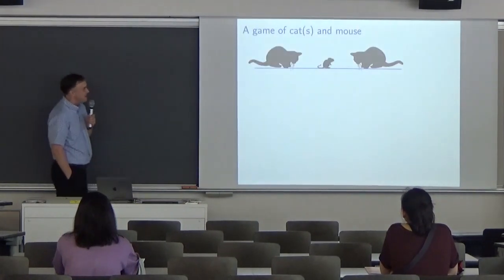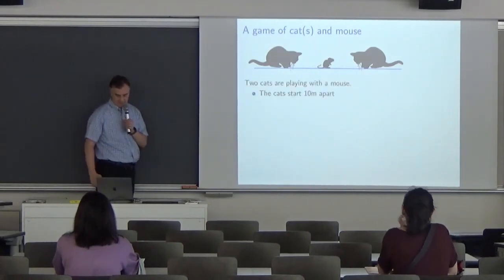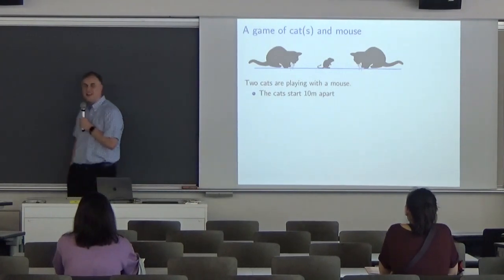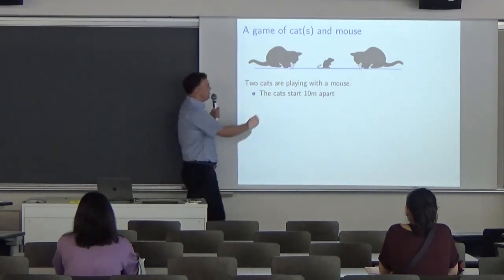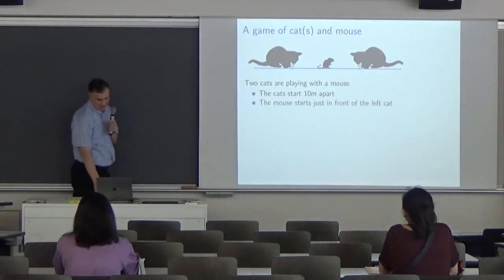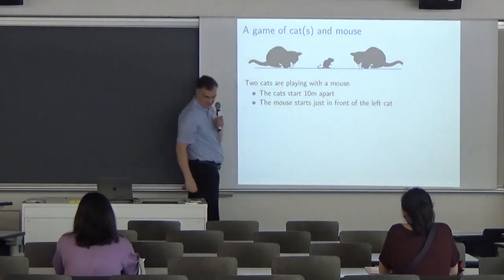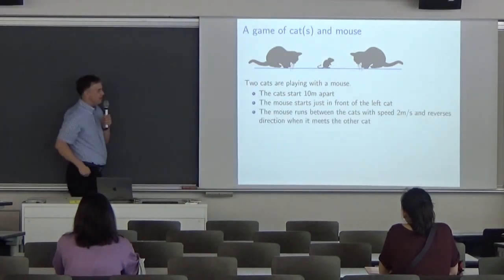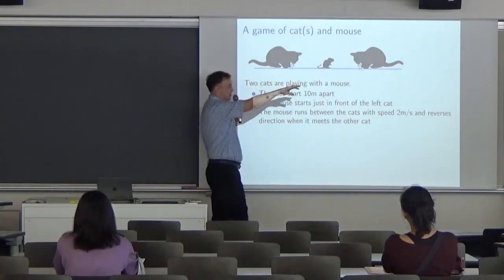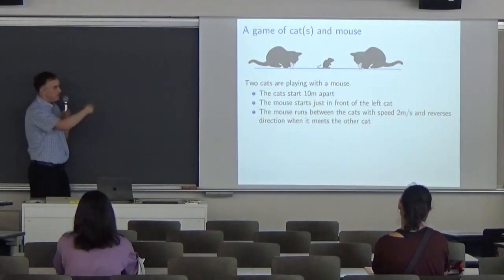Okay, so now let's bring in another cat. So we're now going to have a situation where two cats are now playing with the mouse. The cats are going to start 10 meters apart. Say from here to here is a distance of 10 meters. The mouse is between them. The mouse is going to start just in front of this left cat here. And the mouse is going to run, obviously, because it's a cat, right, this direction away from it. So it's going to run with a speed of 2 meters per second away from the cat on the left towards the cat on the right.